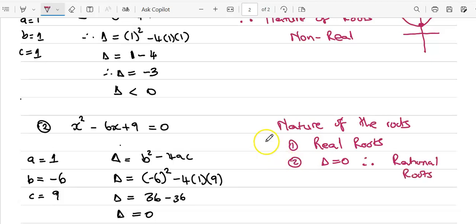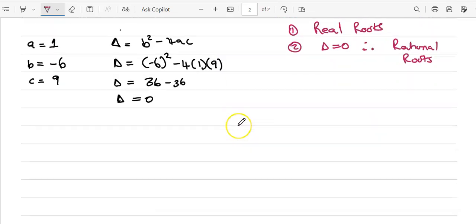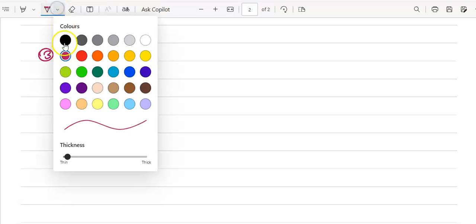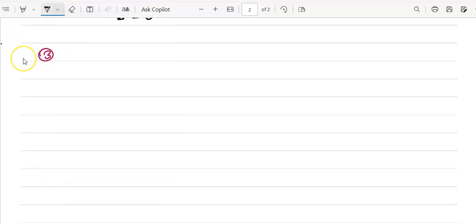Let's try one more example, or we can do 2 more examples to make sure that you understand this. So let's try 2 more. On this one, let's take something like this. Let's say you have x squared minus 5x minus 6, and this is equal to 0.